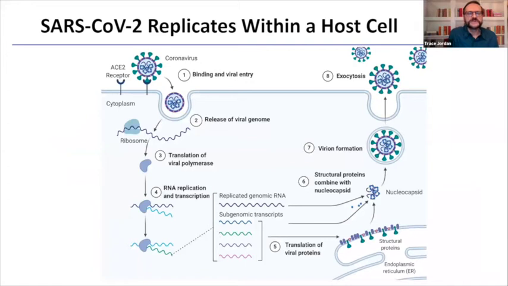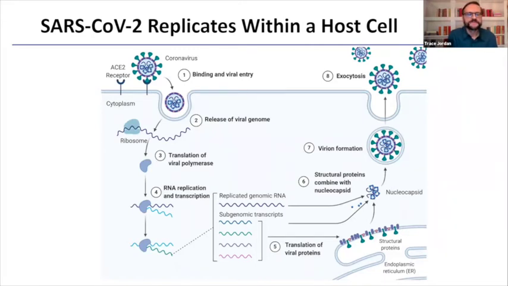This diagram shows the various stages by which a SARS-CoV-2 virus replicates within a host cell. So the first stage, which we talked about, is that the spike protein binds to the ACE2 receptor that provides a point of attachment. Then the viral envelope fuses with the cell membrane to inject the viral components. At stage number 2, the virus releases its viral genome composed of RNA.